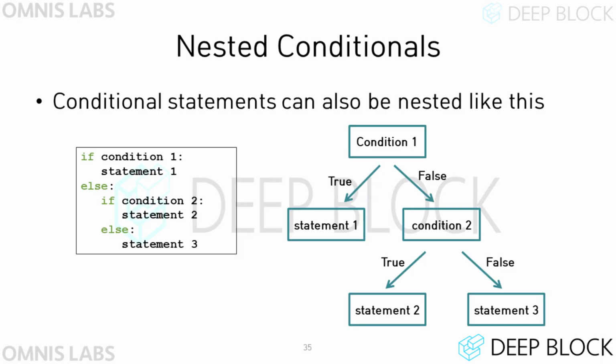Another conditional statement can be written in the code block inside the conditional statement. For example, you can write another conditional statement inside a code block of an else conditional statement. Let me explain the code on the slide. If condition 1 is true, statement 1 is executed. In other cases, if condition 2 is true, statement 2 is executed. If condition 2 is false, statement 3 is executed. In this way, you can write conditional statements inside conditional statements. Conditional statements can be written not only in else, but also in if and elif conditions.